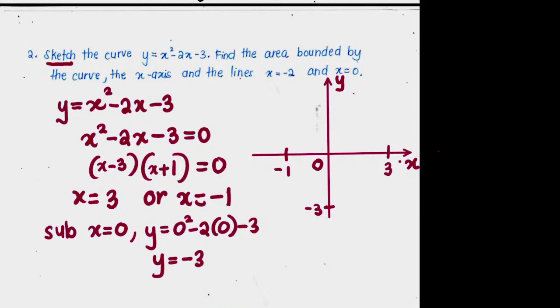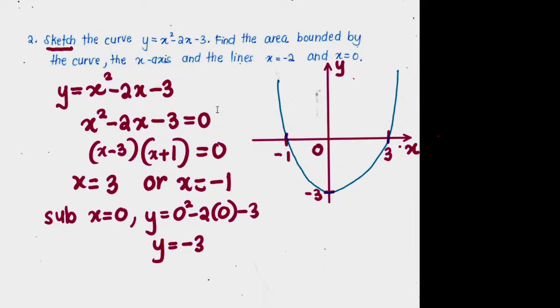Now this is going to be a smiling graph, so you can sketch the U shape. Something like this. So y equals x square minus 2x minus 3. So this is the U-shaped graph. From here, this part you already get like 2 marks.